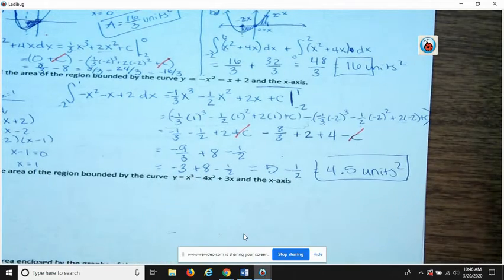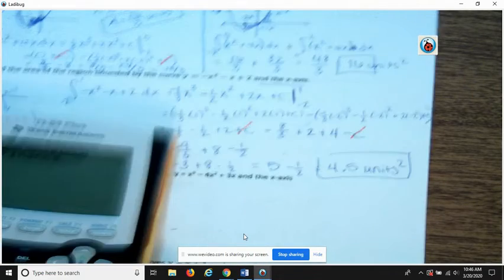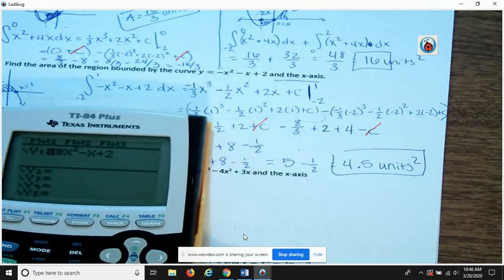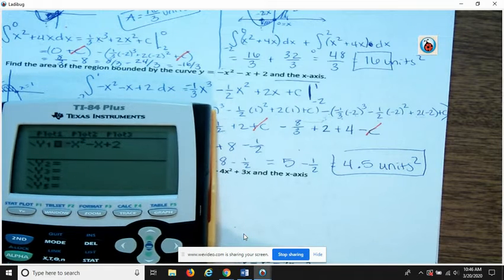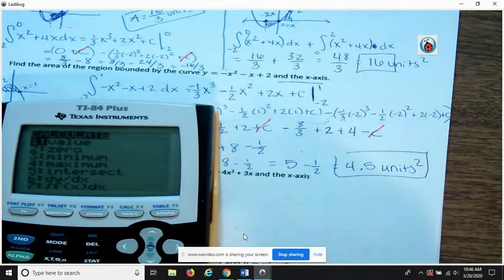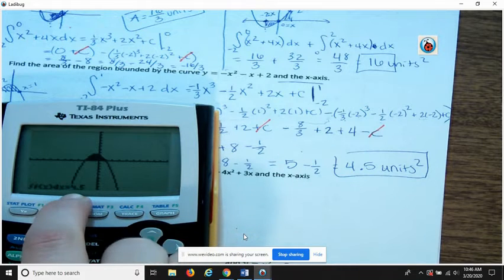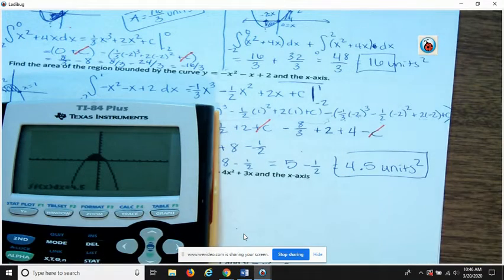Okay. You can double check yourself on the calculator. So type in our original function to the y equals section. Do second calc. Go down to number 7 with the integrate sign. Click enter. It asks for our lower limit, which is negative 2, our upper limit, which is 1, and it calculates it. And indeed, we get 4.5. We have done this correctly.